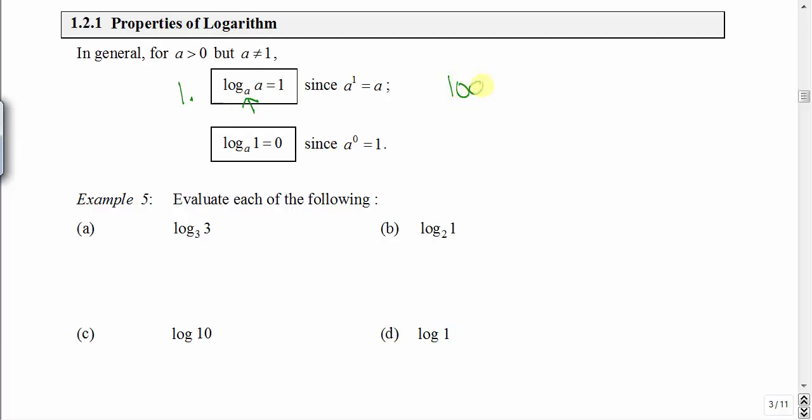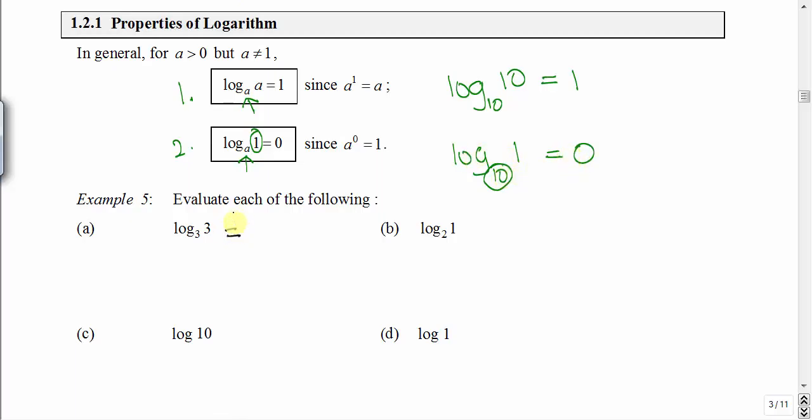Example, if we have log 10 with the base of 10, these two numbers are the same, so this will result in a value of 1. The second property is if you have a log with any base, but this value here is a 1, the result will be a 0. For example, log 1 with the base of 10, this result will be a 0. Again, it doesn't matter what the value of the base is. As long as this number here is a 1, log 1 of any base, the result will be a 0.